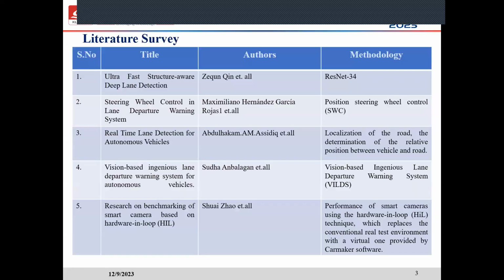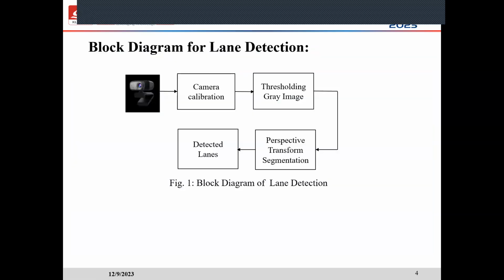So this is the literature survey which we did for our project. There were five to six papers, but we have added only 5 papers. Each paper gave us a different methodology, but as we needed a smaller, efficient algorithm, we chose image processing instead of deep learning algorithms. This is the block diagram for the lane detection algorithm which we have used in our project.